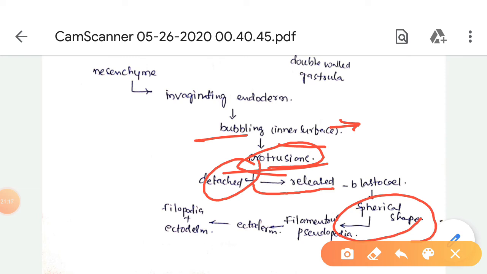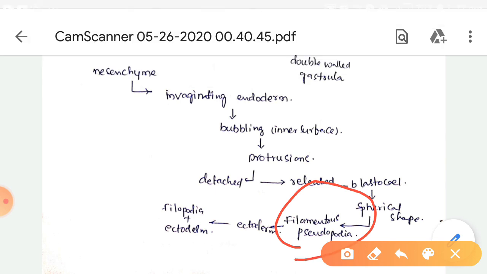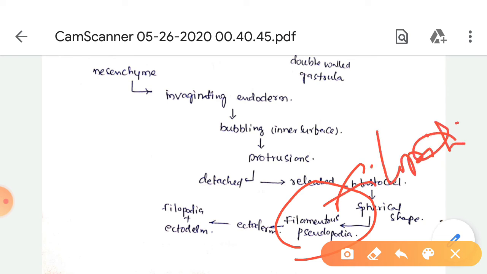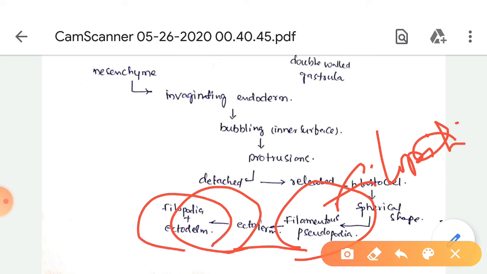And then they send out slender filamentous pseudopodia, or filopodia, towards the inner surface of the ectoderm. The filopodia come in contact with the ectoderm and are attached firmly. Then the filopodia contract. As a result, the loose mesenchymal cells are drawn towards the inner surface of the ectoderm.